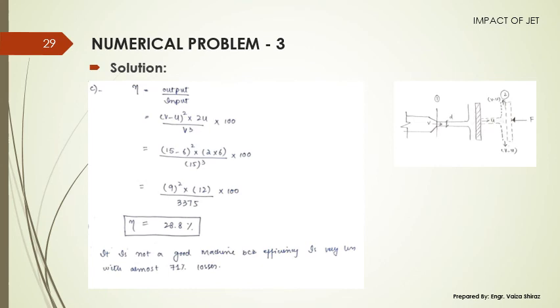This efficiency helps you to understand that this system is not a very good system because around 71% of the energy is lost in this. Only 28% of the hydraulic energy is converted into mechanical energy, which is in this case in the form of the movement of the plate. So it is not a very good system, it is not a very efficient system.